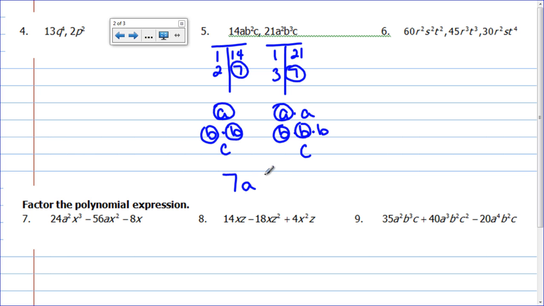They have two B's in common, and they both have a C. So your greatest common factor is 7AB squared C.